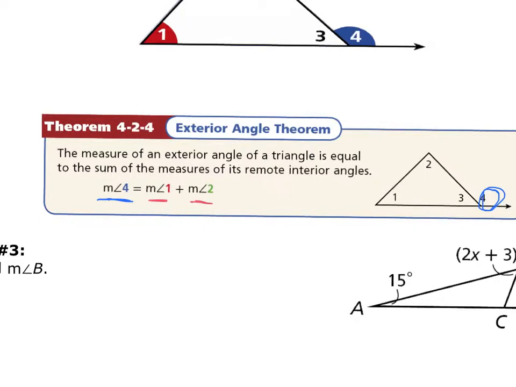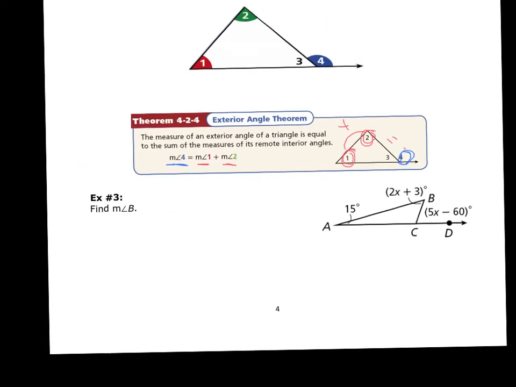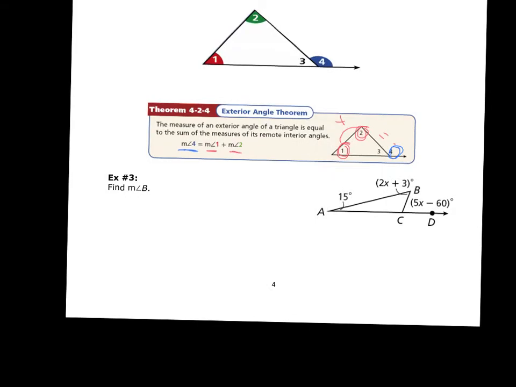The remote interior angles are just the two angles that are furthest away. You'll see that one of them on the interior is connected. We don't want that one. We just want the two that are the furthest away from that exterior angle. So these two right here. This plus this equals your exterior angle. So let's go ahead and do an example.